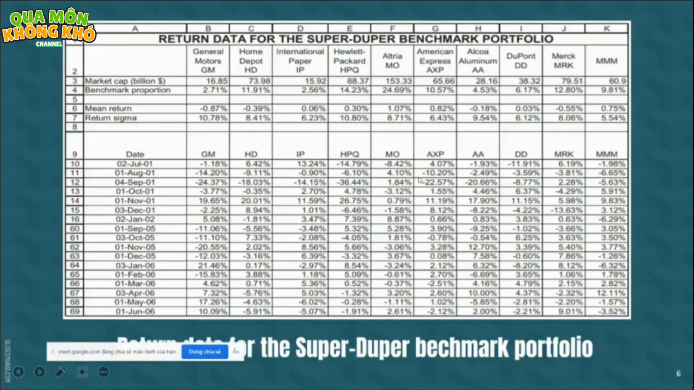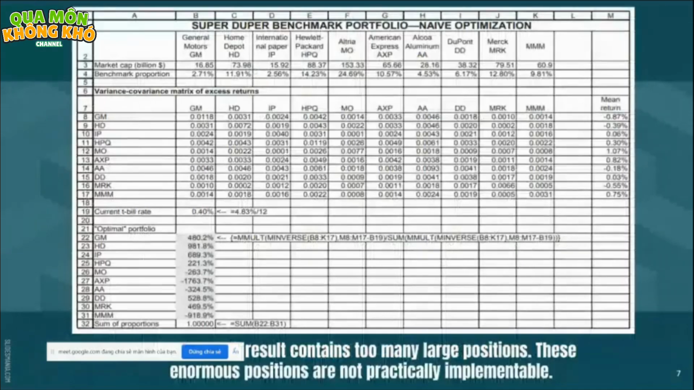And following chapters 8 and 9, we can compute variance and covariance matrices for these returns. Here is the variance and covariance matrix. And based on the variance covariance matrix, the T-bill rate and the historical mean returns, we then can compute the optimal portfolio here. However, the result contains too many large positions in both negative and positive ways. And these enormous positions are not practically implementable.